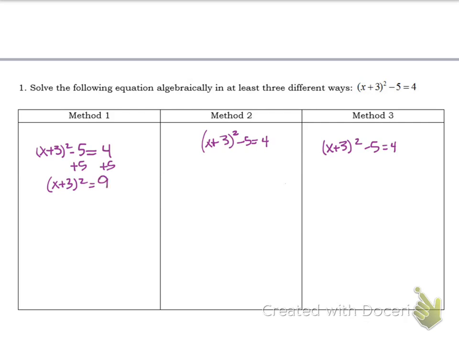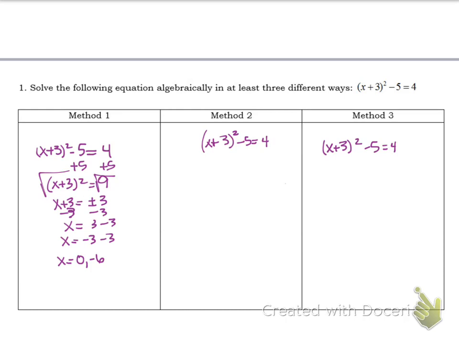Opposite of squaring is going to be square rooting. So I've got x plus 3 equals plus or minus 3. Okay, so then I'd be subtracting 3 from both sides. So I would get x equals 3 minus 3, and then x equals negative 3 minus 3, because I have the positive 3 and the negative 3. So 3 minus 3 would be 0. Negative 3 minus 3 would get me negative 6.